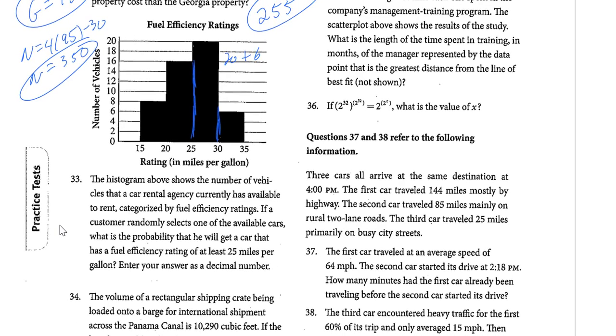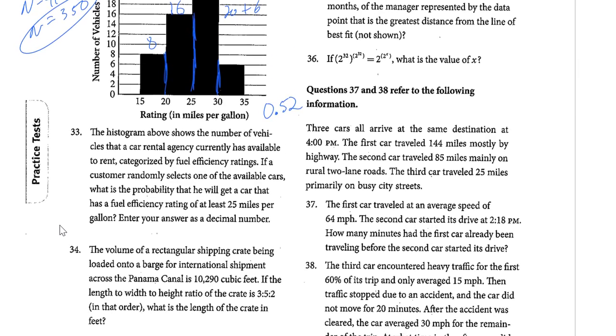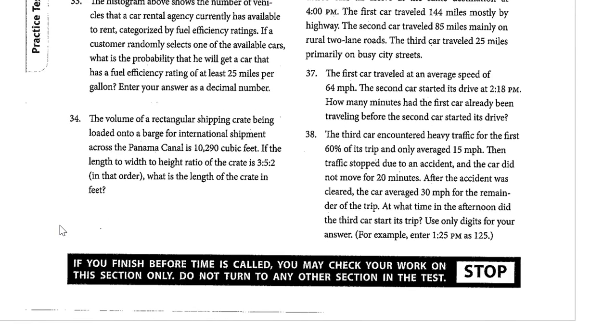If I totaled them all up, this one is at 16. This one over here is going to be at 8. So if I totaled all of those up, that would give me 50 total cars. So 26 divided by 50, it says to enter a decimal, so it would be 0.52. Alright, so again, just reading a frequency histogram there.